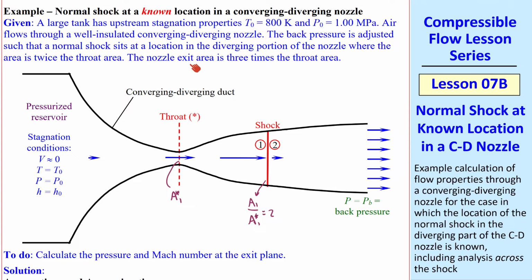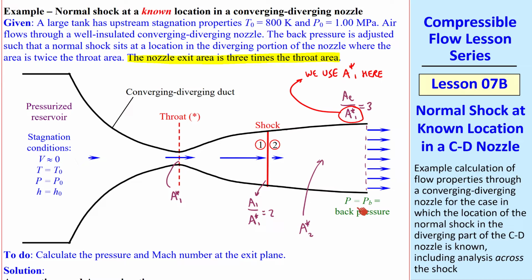We're also told that the nozzle exit area is 3 times the throat area. That would be this area at the exit plane. So AE over A*1 is 3. And note that we use A*1 here, since that is how it's defined. But from our previous lessons, in this portion of the duct downstream of the shock, there's an imaginary A*2 in this flow. By the way, this back pressure, PB, will also be PE, where E stands for the exit plane.